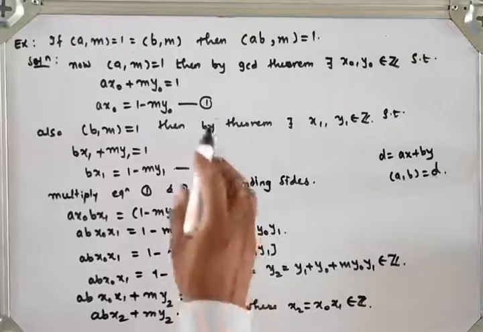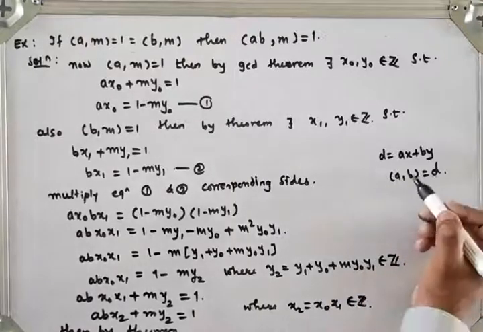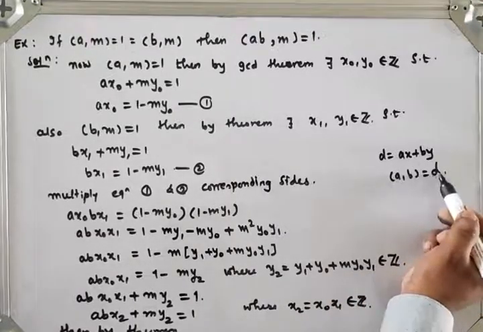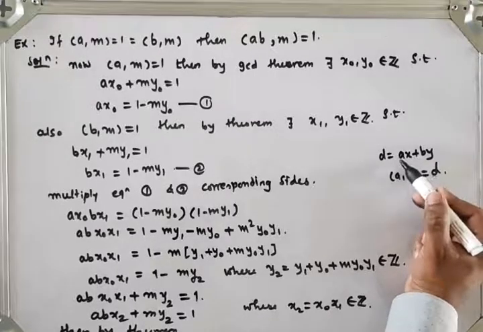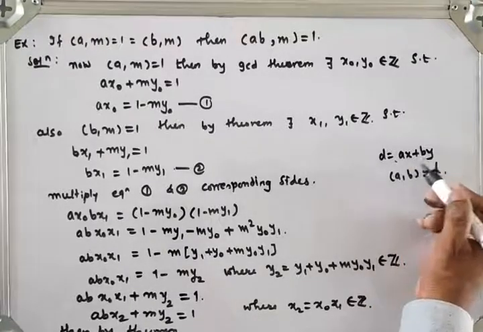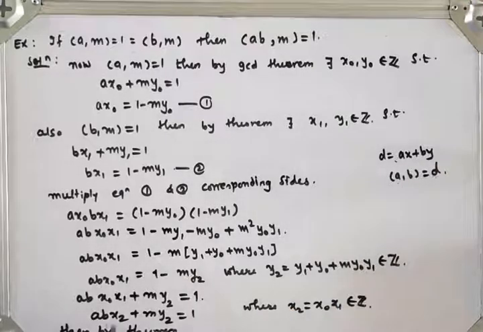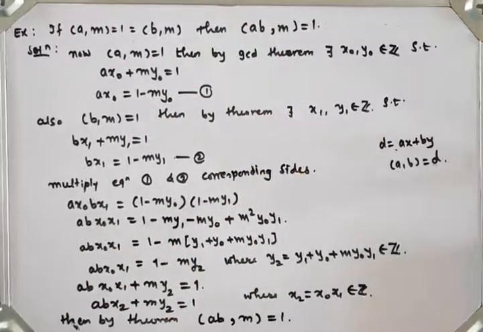Then by theorem, this is the theorem that if GCD of a and b is equal to d, then we write d as ax plus by, meaning there exist x and y such that ax plus by is equal to d. Or we write this as d is equal to ax plus by, then GCD of a and b is equal to d. So we write it as GCD of a into b and m, which is 1. Hence the proof.